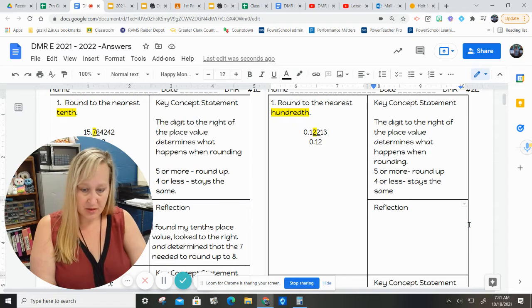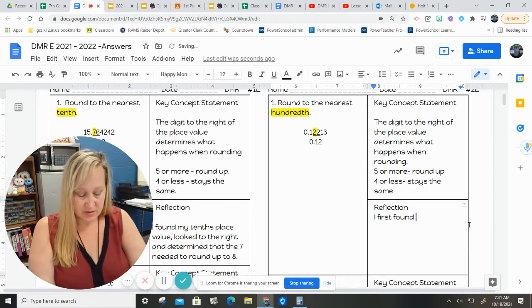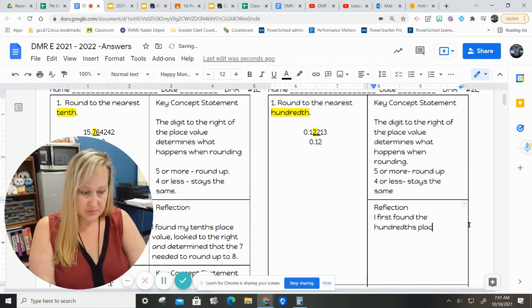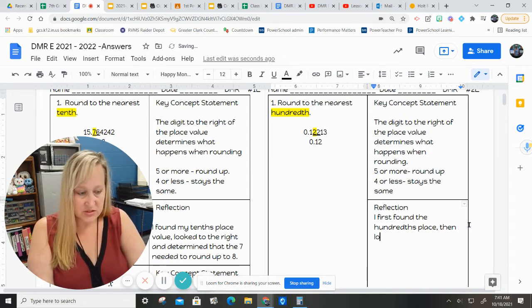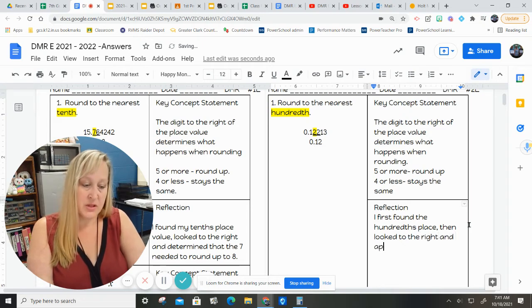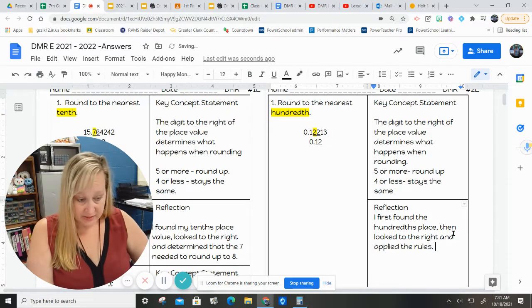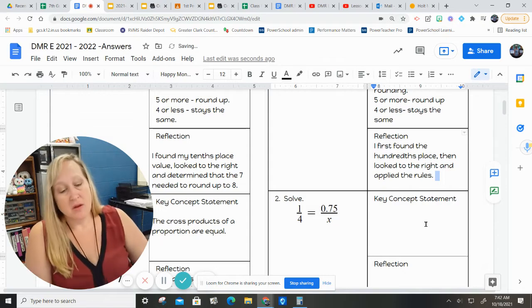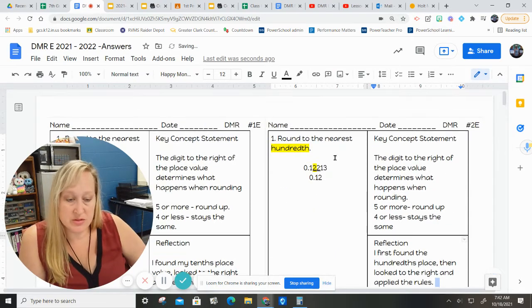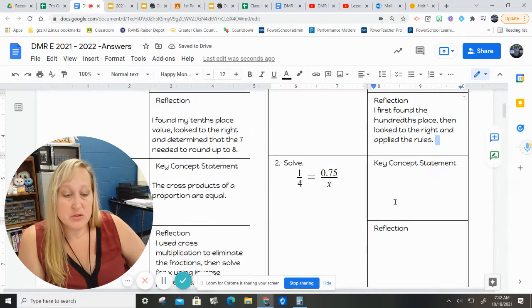Reflection. I first found the hundredths place, and looked to the right, and applied the rules. And that's all that there is to that one. All right, now, so making sure you see the answer, but you can push pause.